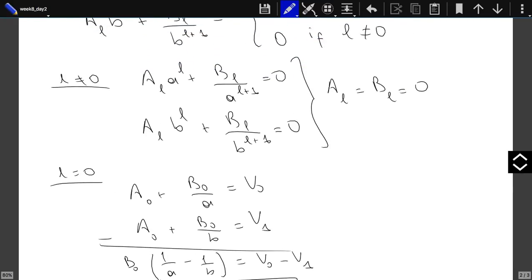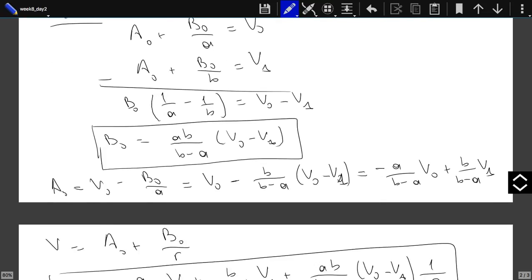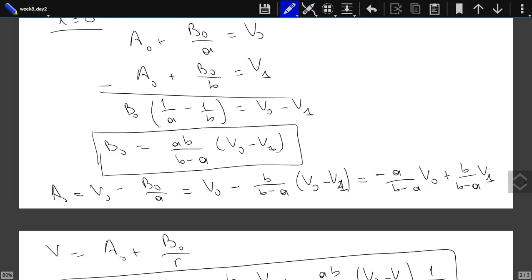Well, let's see. We have these two equations. What I did first was I subtracted this one from this one, eliminated A0, so I ended up having this equation for B0. Once I know B0, I just looked at this one. This equation tells me that A0 is equal to V0 minus B0 over A. This is equal to V0 minus, well, this is my B0. If I divide by A, this just disappears. V0 minus B over B minus A, V0 minus V1. I have V0 here, I have 1 minus B over B minus A. That is minus A over B minus A, V0. And then I'm left with V1, and minus minus makes plus, plus B over B minus A, V1.